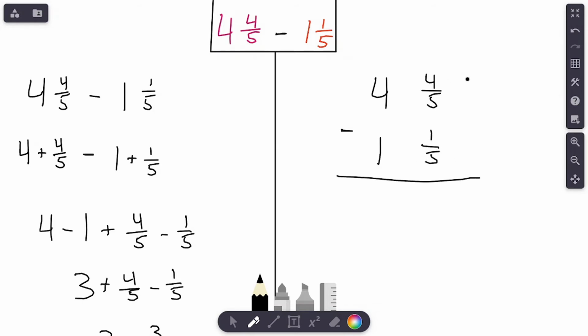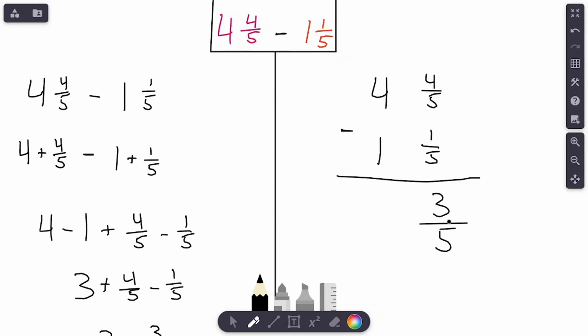Now I'm going to subtract, and I'm going to start off by subtracting the fractions first. So 4/5 minus 1/5 is, well, 4 minus 1, because we subtract the numerators, is 3. Do we subtract the denominators? No. Remember, we never, ever subtract the denominators. That stays as a 5, so 4 minus 1 was 3.